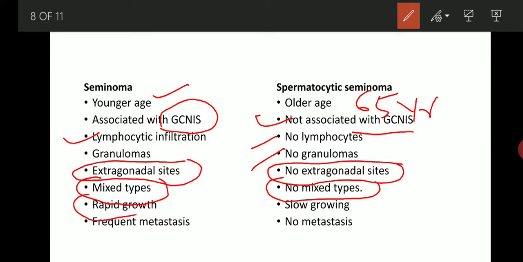Seminoma grows rapidly. It's highly malignant, frequently metastasizes to different sites of the body. However, spermatocytic seminoma is a very slow growing tumor. It behaves like a benign tumor, does not show metastasis, and is usually totally cured by local surgical excision only, whereas seminomas will require a lot of chemotherapy and radiotherapy.